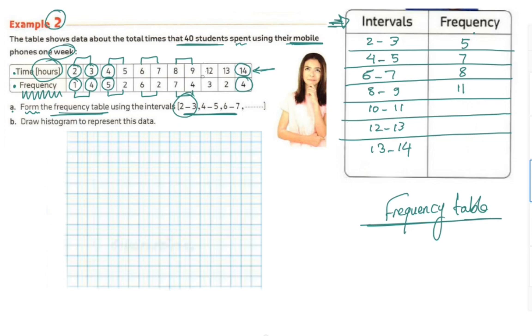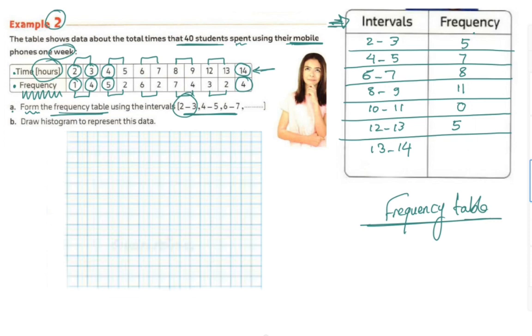From 10 to 11. Is there any 10 or 11 here? No. What does this mean? That means we have 0. There are no 10 or 11 hours. Okay, write it and put its frequency 0. No problem. Next one, from 12 to 13, we have 3 and 2, so we have 5.